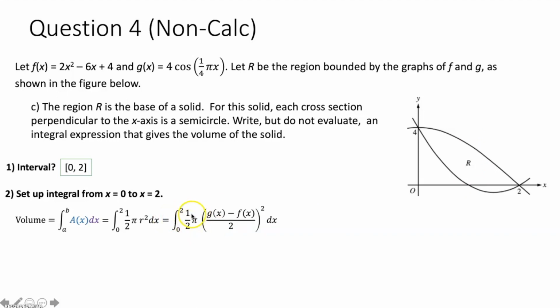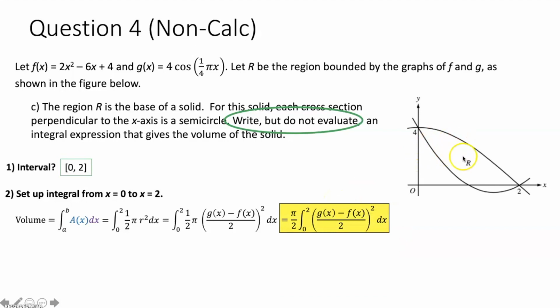Now we could simplify this a little bit further by taking this 1/2 pi, moving that out front because those are both constants, and just making it pi over 2. And then before you try to do too much here by starting to integrate this, look at the question. It says write but do not evaluate an integral expression that gives you the volume of the solid, which we just did. We wrote an integral expression that gives you the volume of the solid whose base is this region R and has cross sections that are semicircles that are perpendicular to the x-axis.